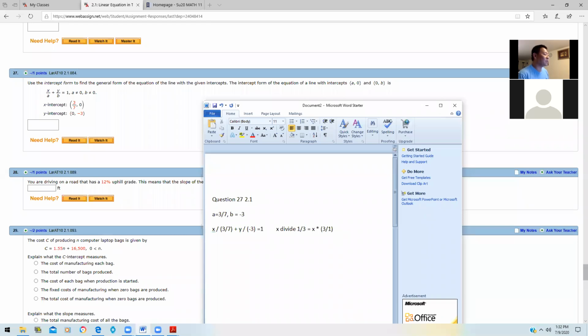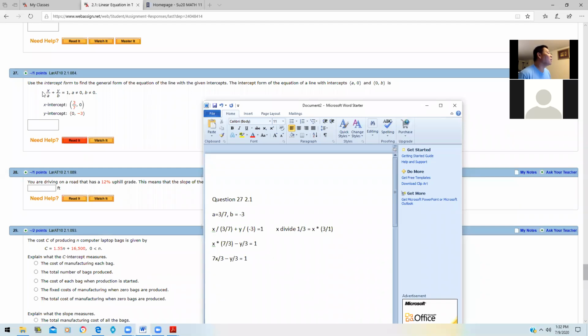So what we do here is we do the same thing. We change the division here to become multiplication. But I will switch the 3/7 to become 7/3 because you have to flip it. For the y term, the y here is positive and the denominator is negative. When you divide a positive by a negative, you get negative. So you will get -y/3 equals 1. When you multiply, you will get 7x/3 minus y/3 equals 1.